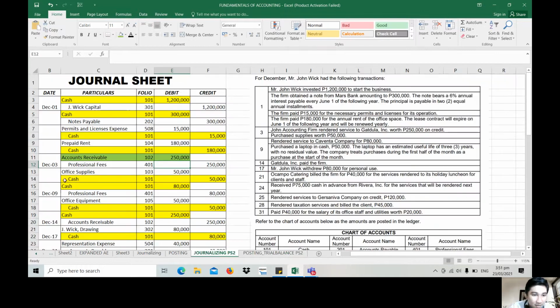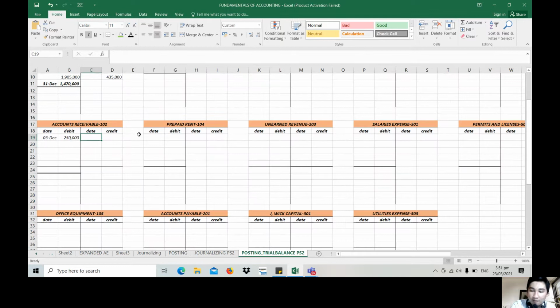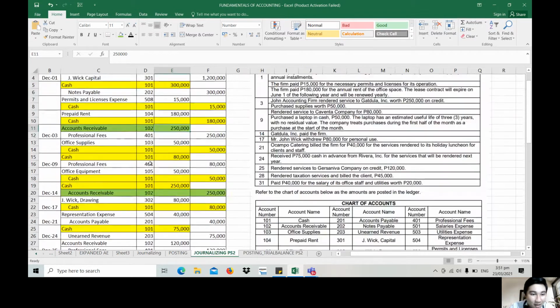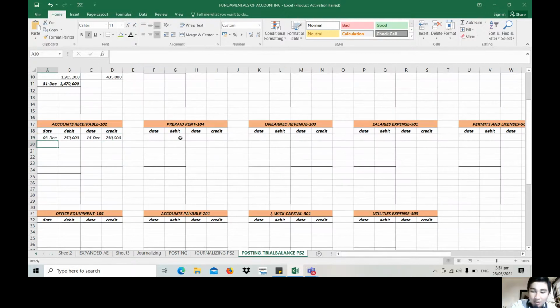Okay. So aside from that, may mga AR pa ba? Ito may credit, 'di ba? Ayan. Credit 250, December 14. Okay. 14th of December, 250. So nag-zero out na naman yung accounts receivable natin kasi may both debit and credit siya na 250. Okay, meron pa ba? Meron pa bang AR? Eto, debit, accounts receivable, 120,000. That's December 25, 120. Okay. 25th of December, 120,000.